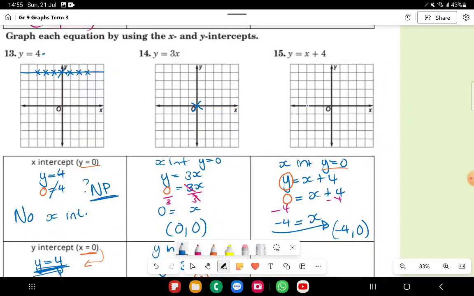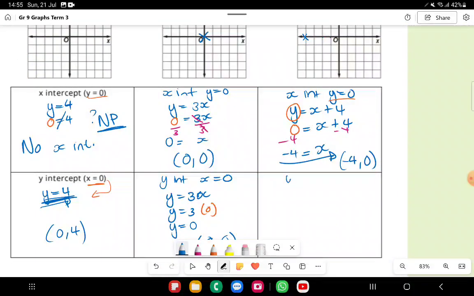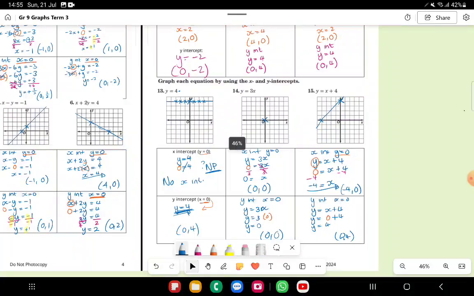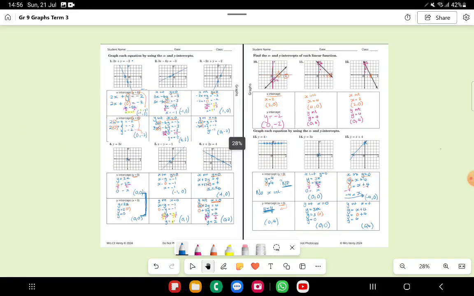So 1, 2, 3, 4. That is negative 4. Second one, y-intercept, x equals 0. Y equals x plus 4. That one there is 0. So y equals 0 plus 4. Y equals 4. Coordinates 0, 4. Okay. We have 1, 2, 3, 4. If I draw a straight line between these, and there we go. That is these 2 pages.